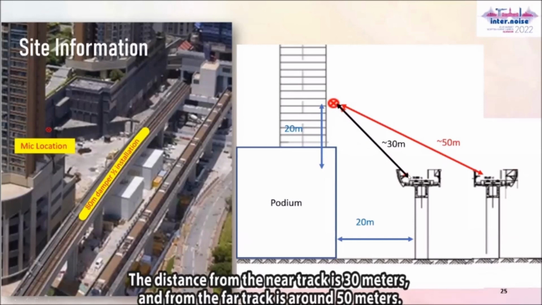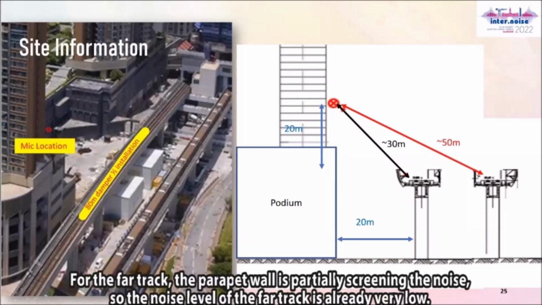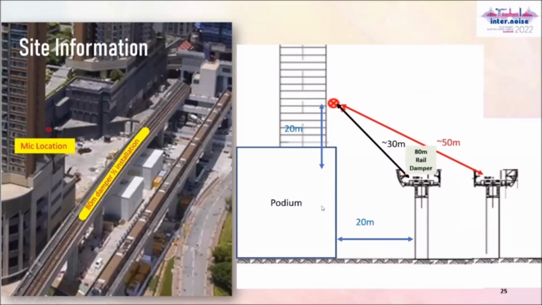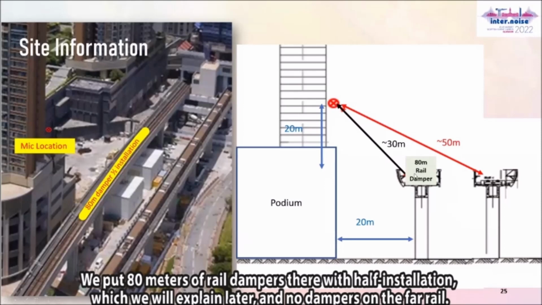The distance from the rear track is 30 meters. From the far track is around 50 meters. From the far track, actually, the parapet wall is partially screening the noise. So for the far track the noise level is already very low. We put 80 meters of rail damper there. It is half installation. We will explain what half installation means. And no damper on the far rail.